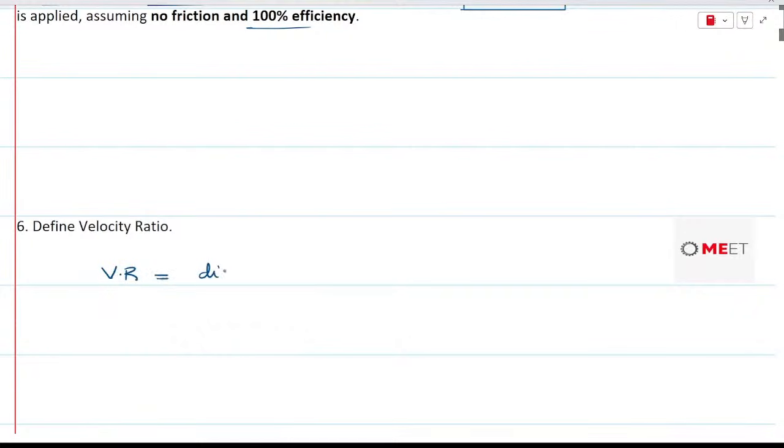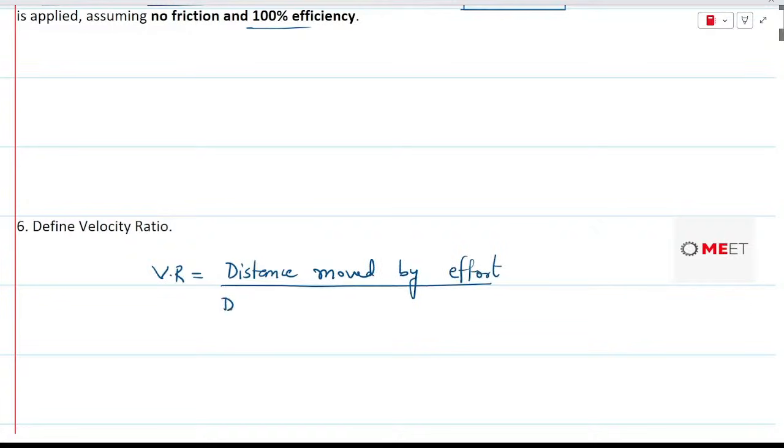Velocity ratio is expressed with VR, that is, the distance moved by effort divided by the distance moved by load. Simple formula. And velocity ratio and mechanical advantage are equal for an ideal machine.